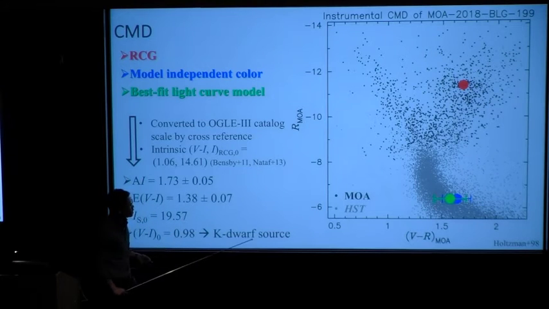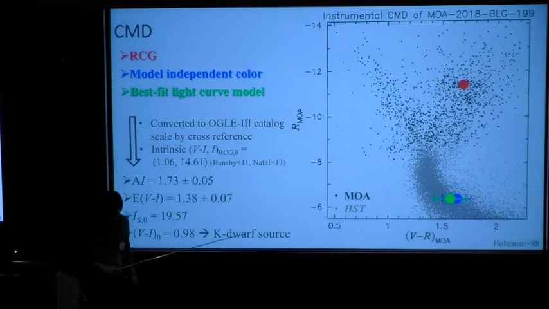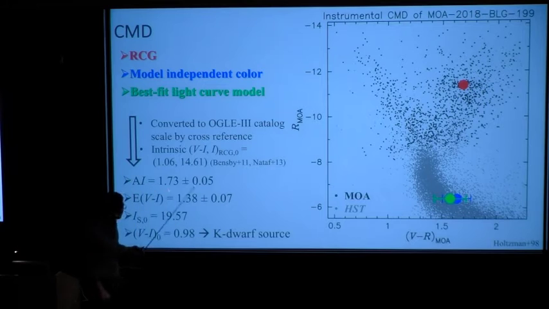So we need to convert the MOA instrumental scale to the OGLE-III catalog. Then we estimated the extinction and reddening using the red clump as a standard candle. And we estimated the intrinsic source color and magnitude like this. And so we found the source star is a K-dwarf main sequence star.